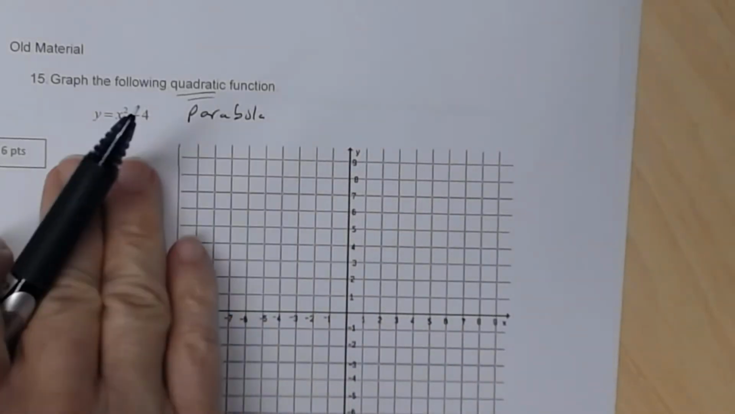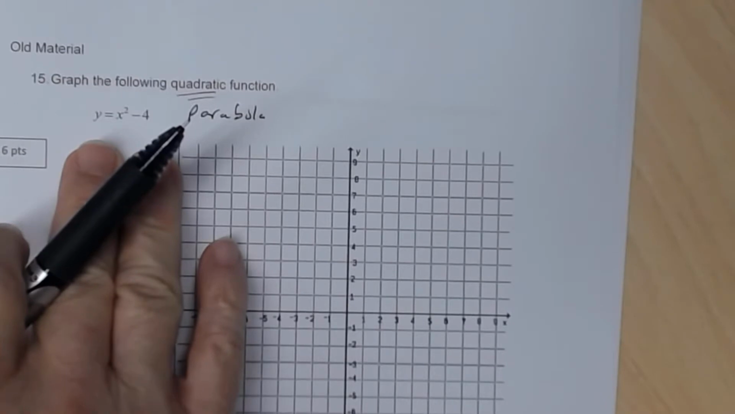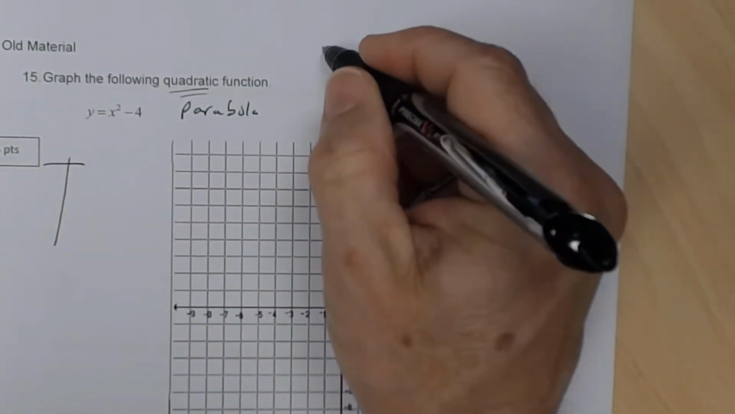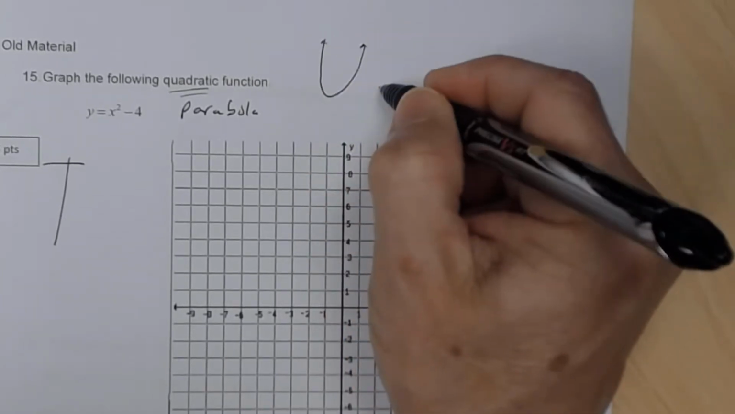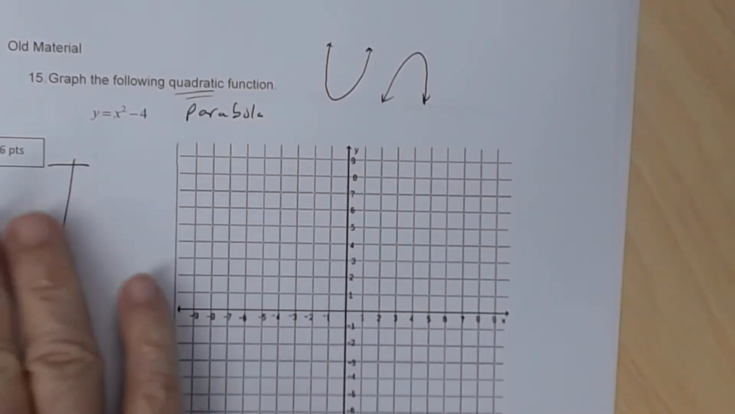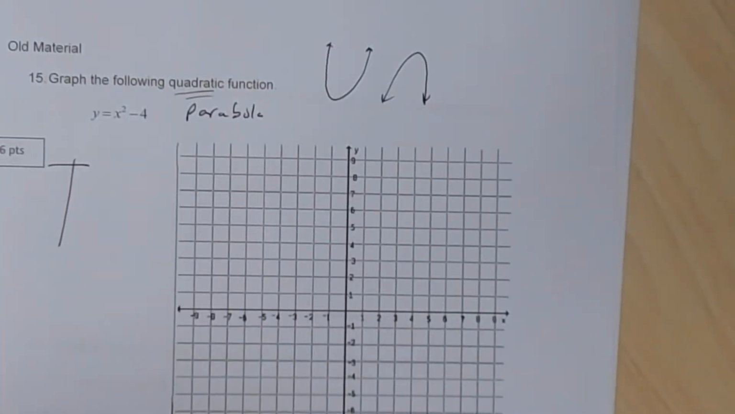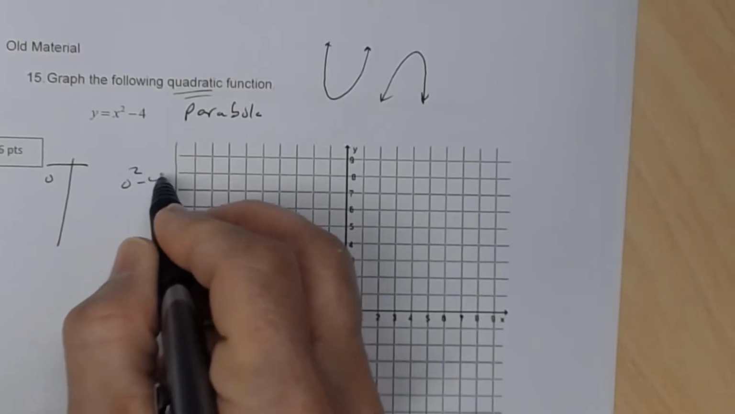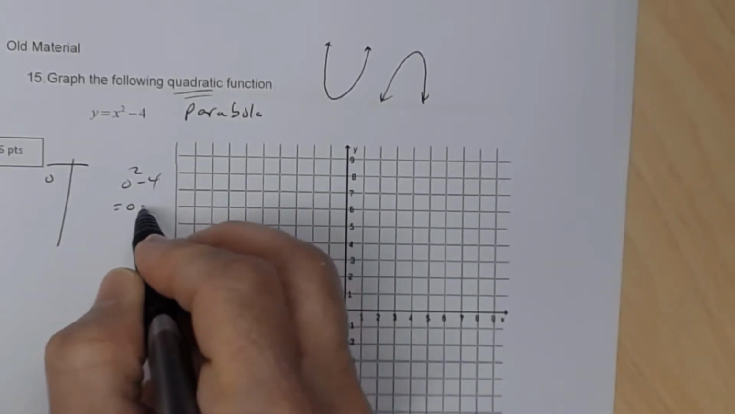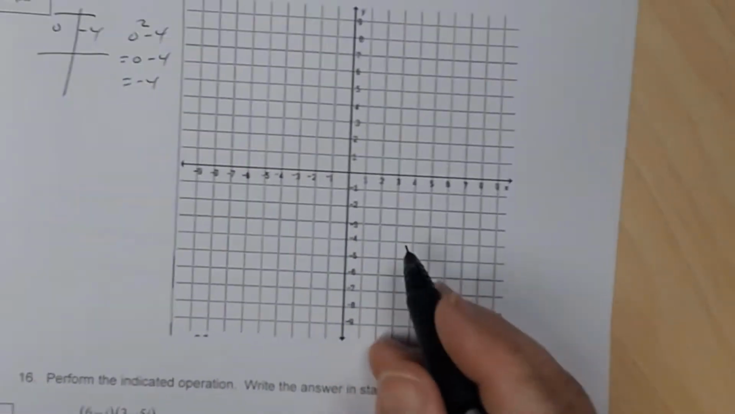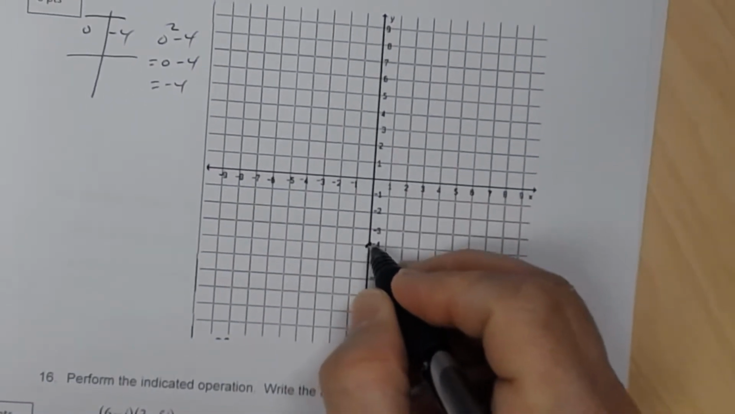And all we've done at this point with graphing quadratics is this kind, and so remember it probably looks like this. It could go up or it could go down. But at any point you need more than 2 points to help you graph this. So if x is 0, I get 0 squared minus 4. 0 squared is 0, and 0 minus 4 is negative 4. So I'm going to plot the point 0, negative 4, which is here.